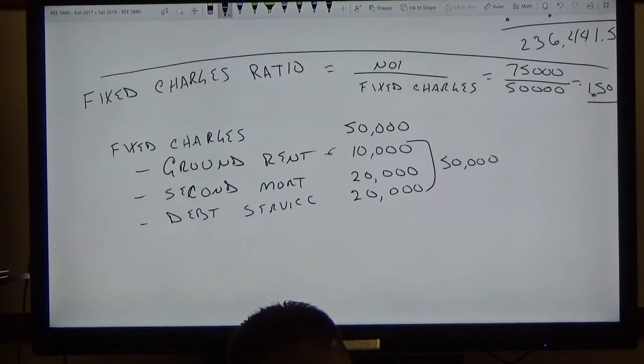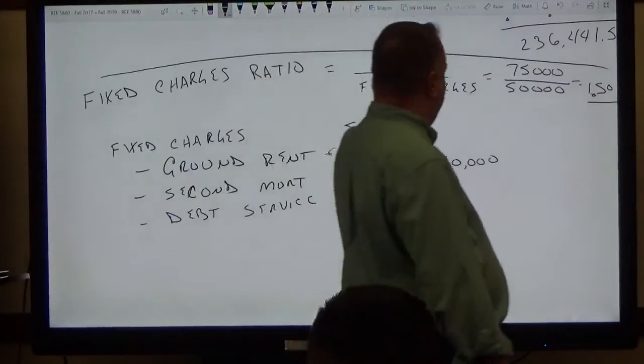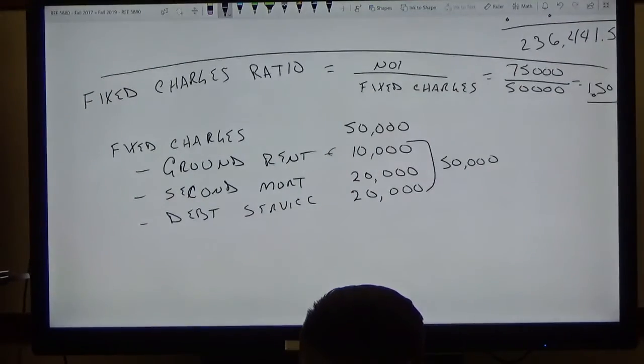Okay? So all that we're saying there is, yeah, we have 50% more income than we do all of these fixed charges. I think most lenders would view that as being very favorable.